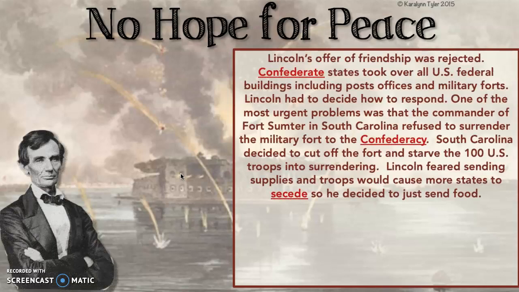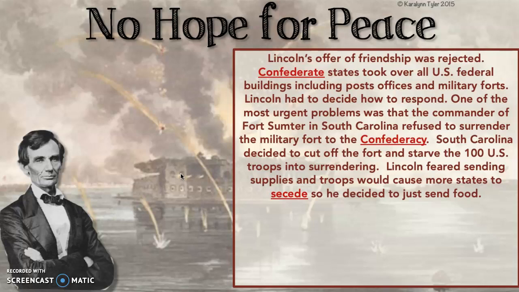Lincoln's offer of friendship is rejected. Confederate states took over all U.S. federal buildings, including all the military forts and post offices. Lincoln had to decide how he was going to respond. One of the most urgent problems was that the commander at Fort Sumter in South Carolina refused to surrender the military fort to the Confederate troops.